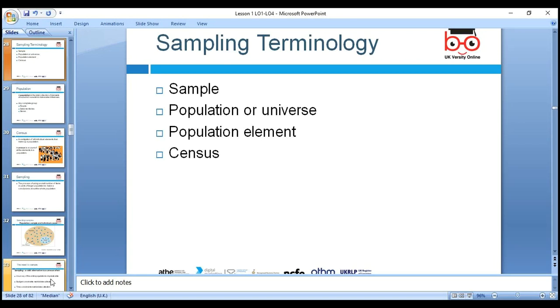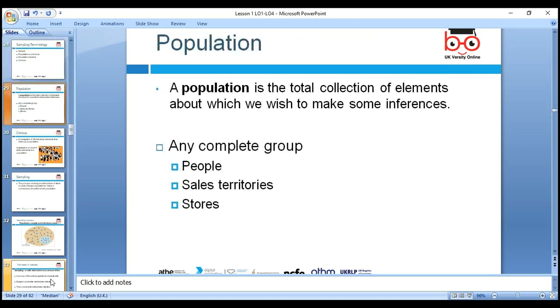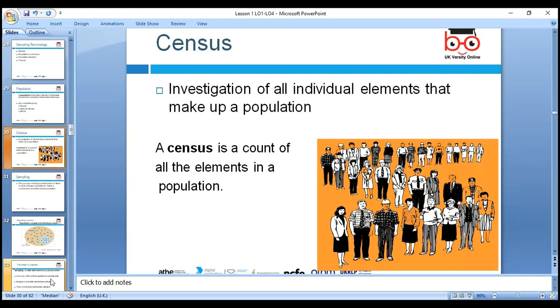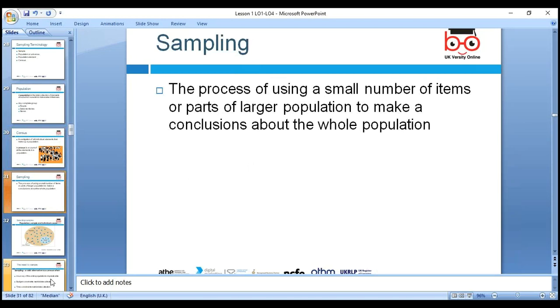So the sample population is the whole population, population element, census. Population is the total collection of elements about which we wish to make some inferences, any complete group of people, sales, territories, or stores. Census is where we count every individual. Normally in the UK, we have a census every 10 years. So we count how many people we have, and we count each individual.